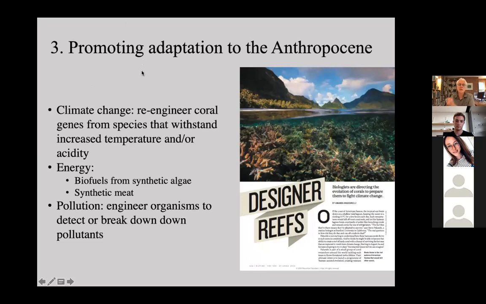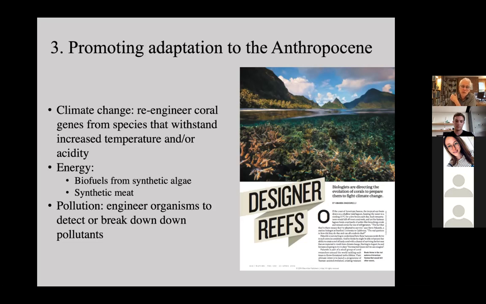What else can they do? Well, the third thing that's being looked at, I call promoting adaptation to the Anthropocene. If you accept that we live in the era of humankind, the era during which Earth systems are driven by human social and economic systems, is there a role for gene editing of wild species? And again, scientists are saying, well, yes, there's a whole series of things we could think of doing.